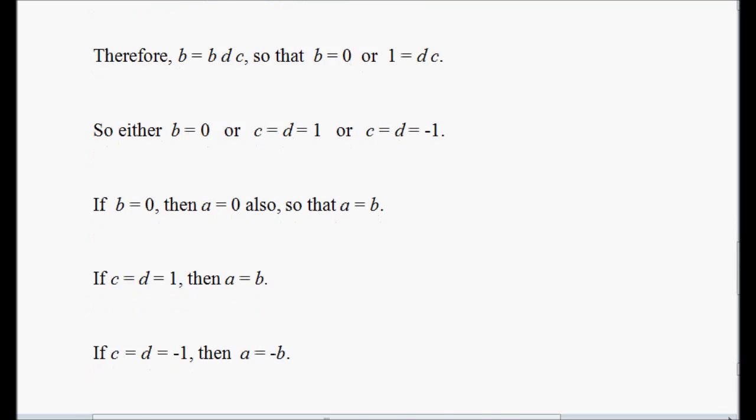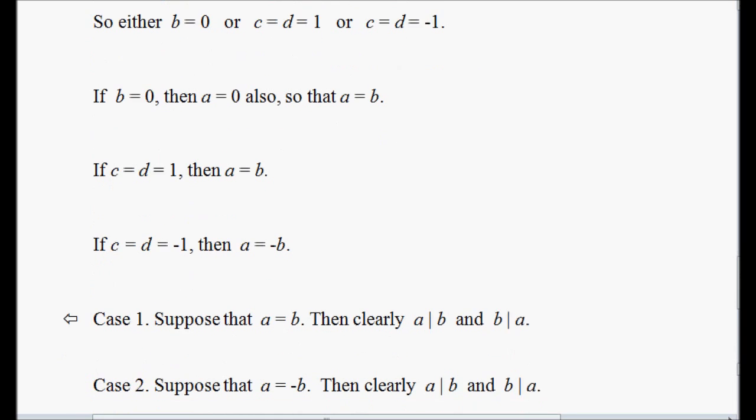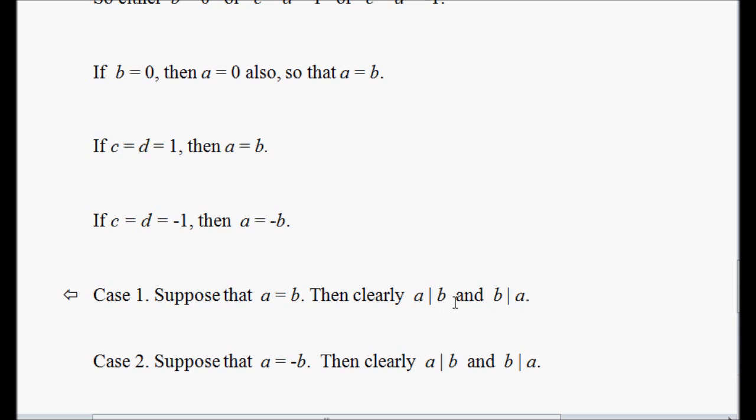So that's one implication. The second implication has two parts, either A equals B or A equals negative B. Well, clearly, if A equals B, then A divides itself and B divides itself. If A equals negative B, then A divides negative A, and negative A divides A, and so that is also correct. So that proves our theorem that A divides B and B divides A if and only if A equals B or A equals negative B.